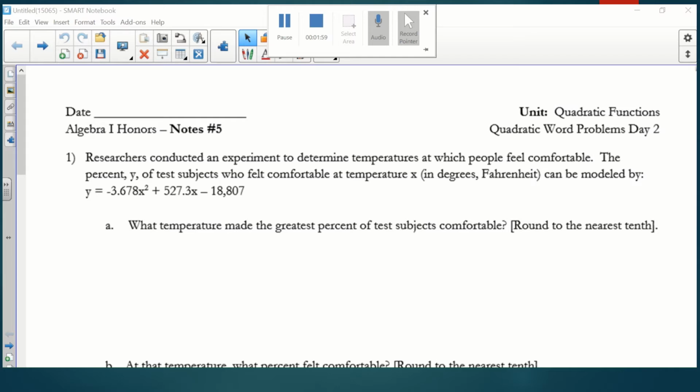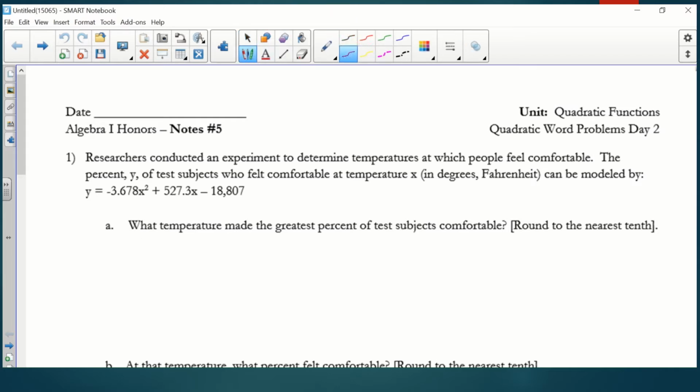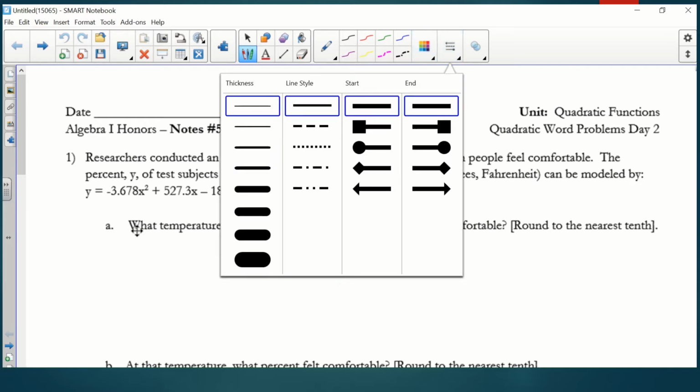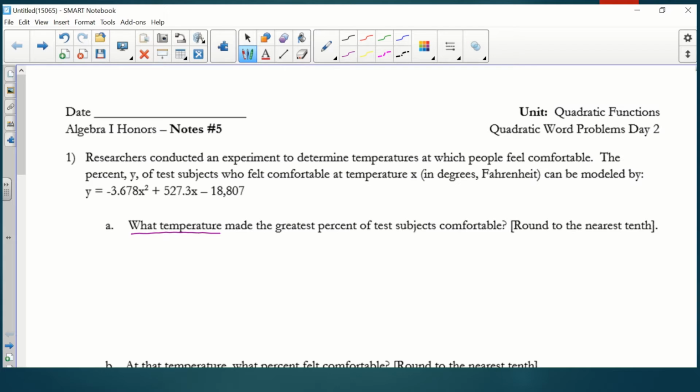Okay, so let's think about this question for a second. It says, what temperature? Which variable represented temperature again? Our x. So our x value is what we're looking for. Made the greatest percent. So greatest percent refers to a max value. And the maximum again is the vertex of test subjects comfortable. So it looks like we are looking for the x value of the vertex, and we're going to round to the nearest tenth when we find it.